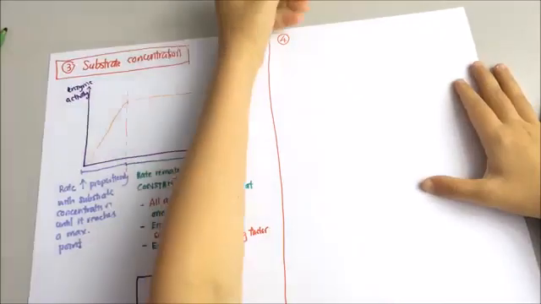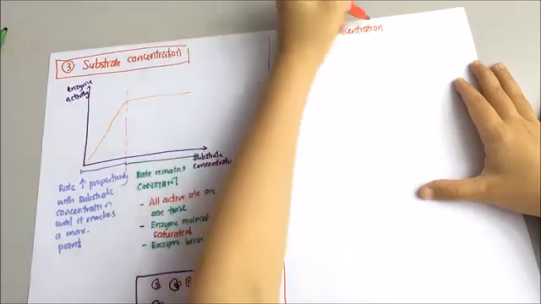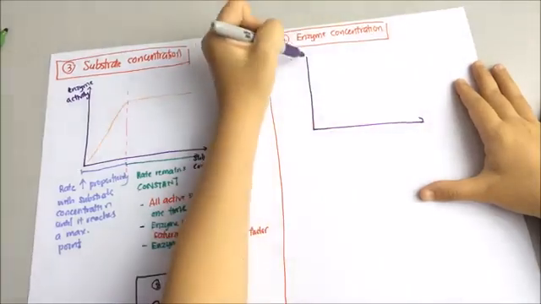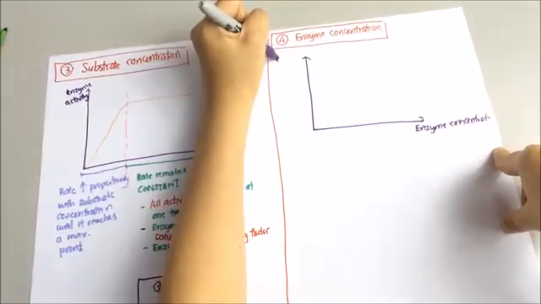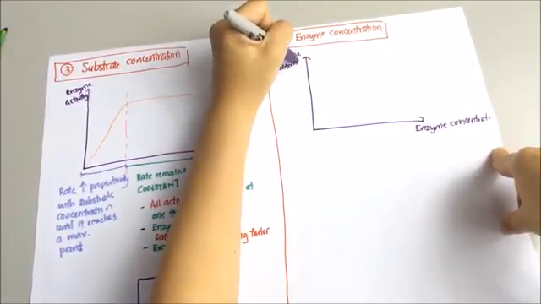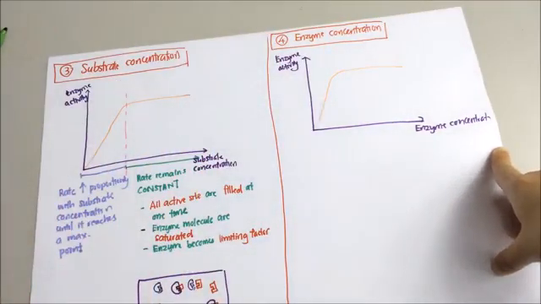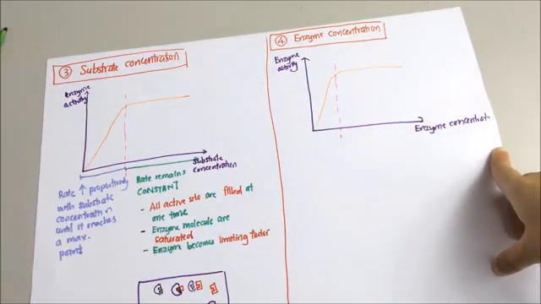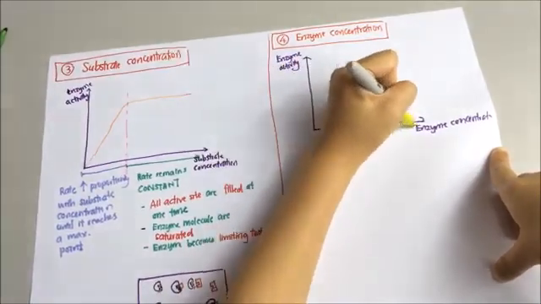Now, let's look at the effect of enzyme concentration on the rate of reaction. The graph will be almost the same as the one on the left. You will see that as the concentration of enzyme increases, the rate of reaction increases. This is because there is more chance of enzyme-substrate collisions. And this continues until a maximum point, beyond which the rate will remain constant.